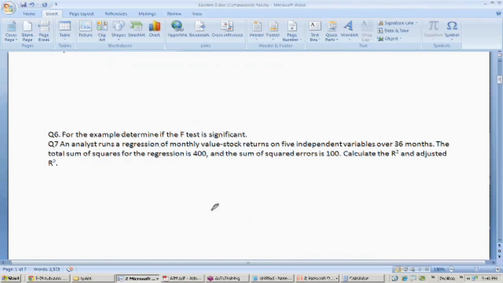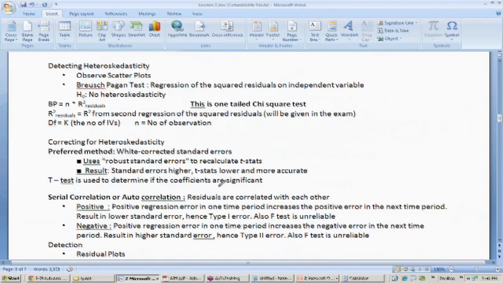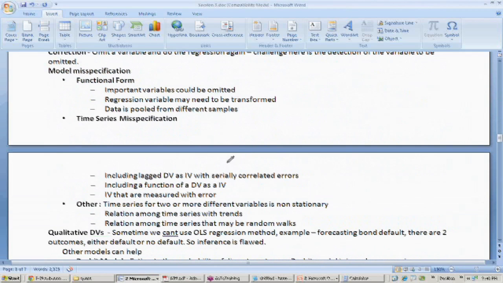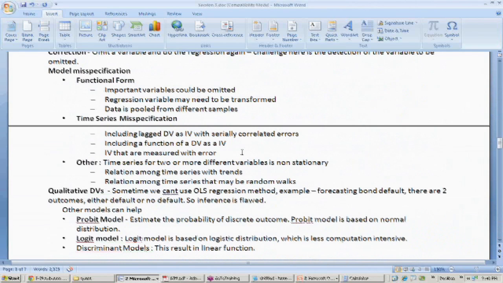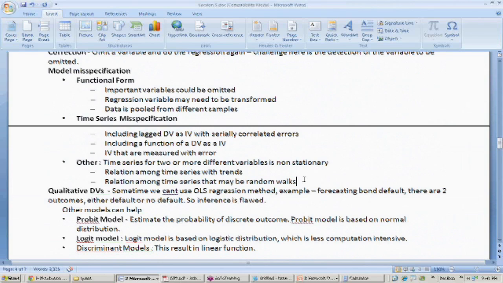A model may be incomplete in many cases, so let's see what model misspecification is and where it can arise. Model misspecification can take many forms. Here in multiple regression we are not doing any time series analysis. We are only interested in a dependent variable and multiple independent variables.